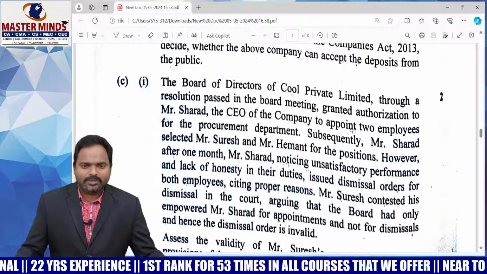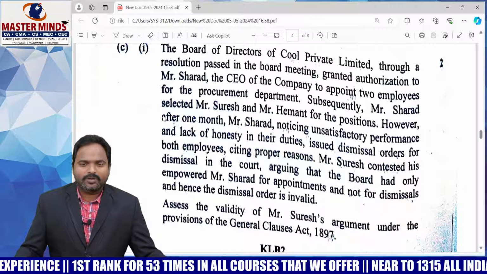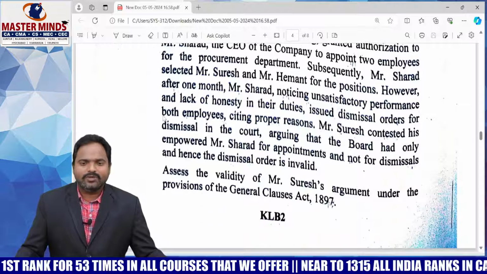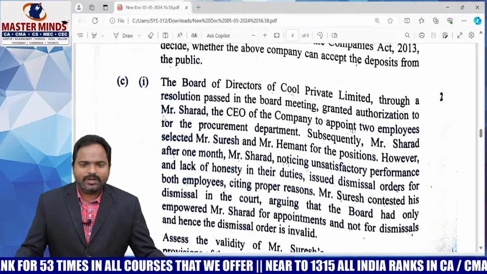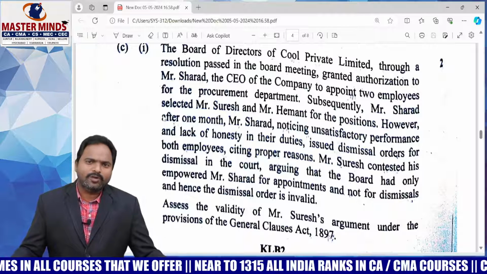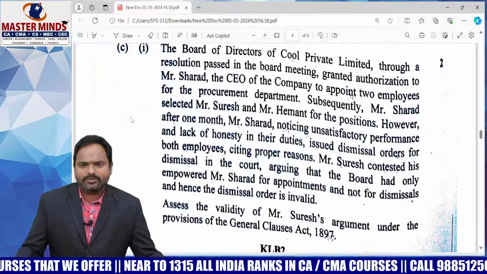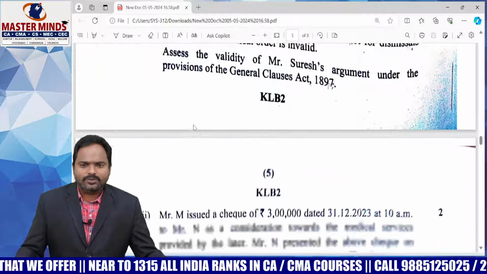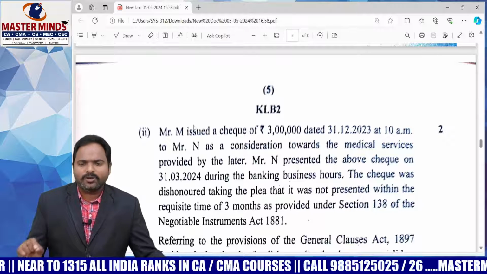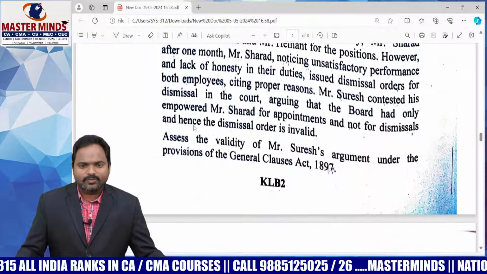This is from the acceptance of deposits chapter, a simple question if students can remember the provision. Then, the Board of Directors of Cool Private Limited, through a resolution placed in the board meeting, granted authorization to Mr. Sharath, CEO of the company. This is from the General Clauses Act, a very small point: power to appoint includes power to remove or dismiss. They asked a 2 marks practical question on this one small point, and only students who referred to this point in the General Clauses Act can write it.